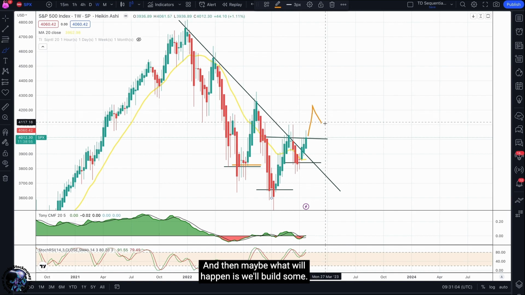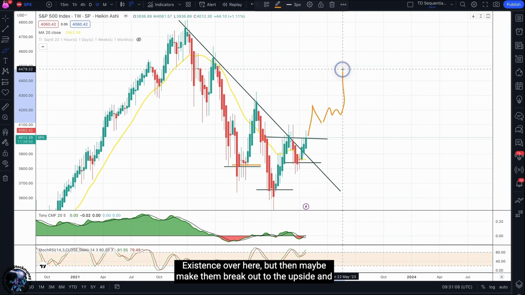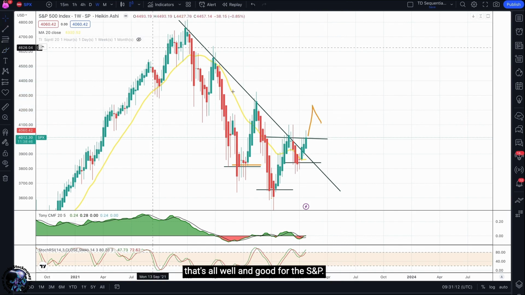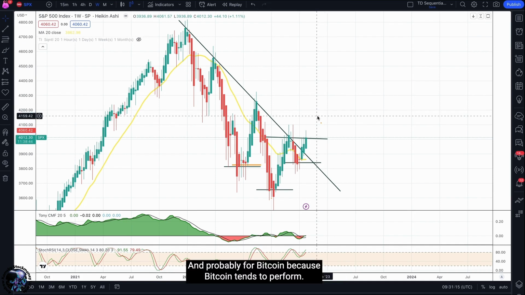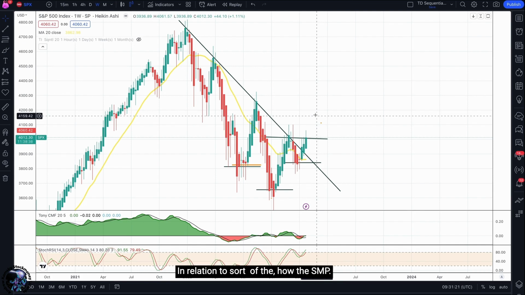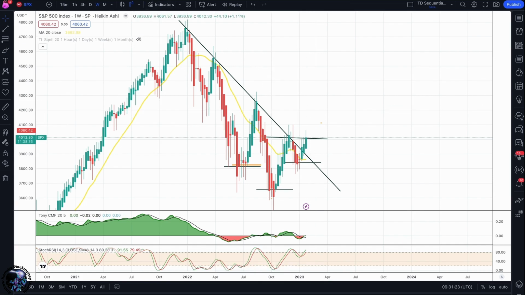And then maybe what will happen is we'll build some resistance over here, but then maybe make a breakout to the upside, and that's all well and good for the S&P and probably for Bitcoin, because Bitcoin tends to perform in relation sort of to how the S&P goes. Cool. So we saw Bitcoin, we saw the S&P.